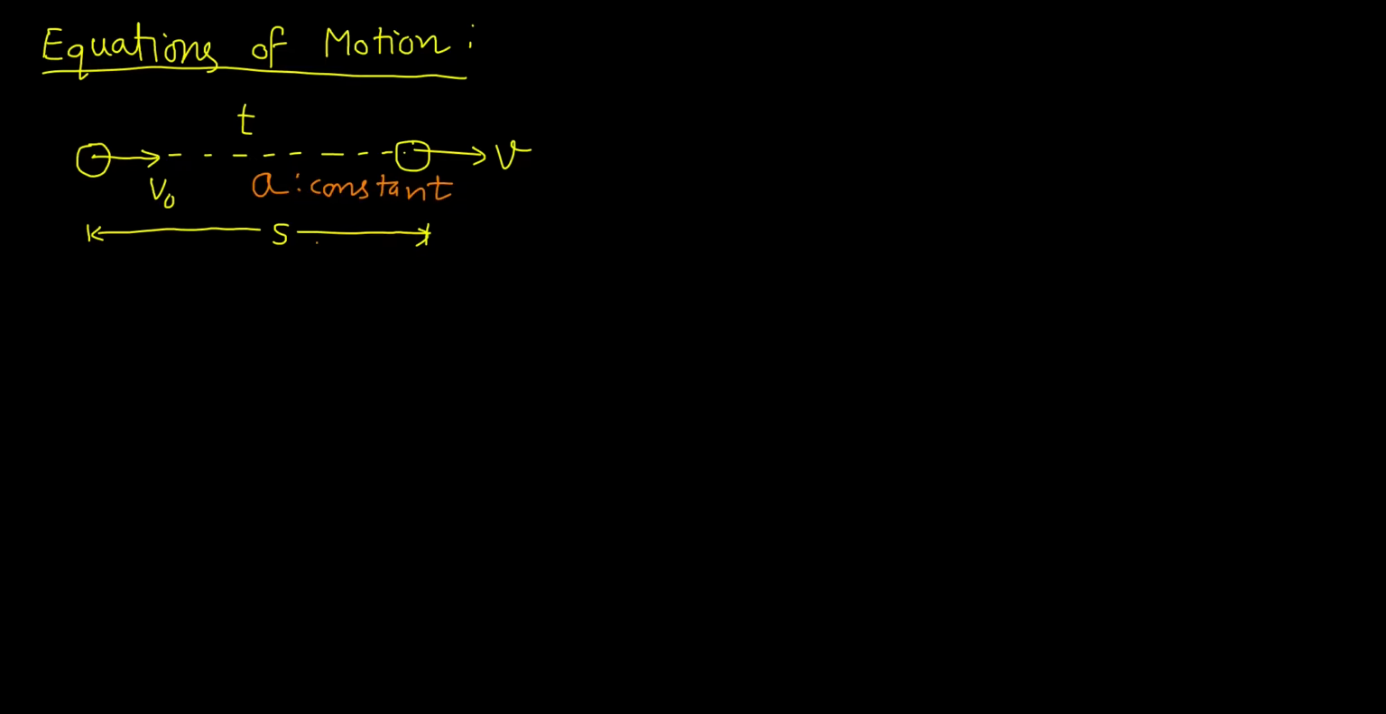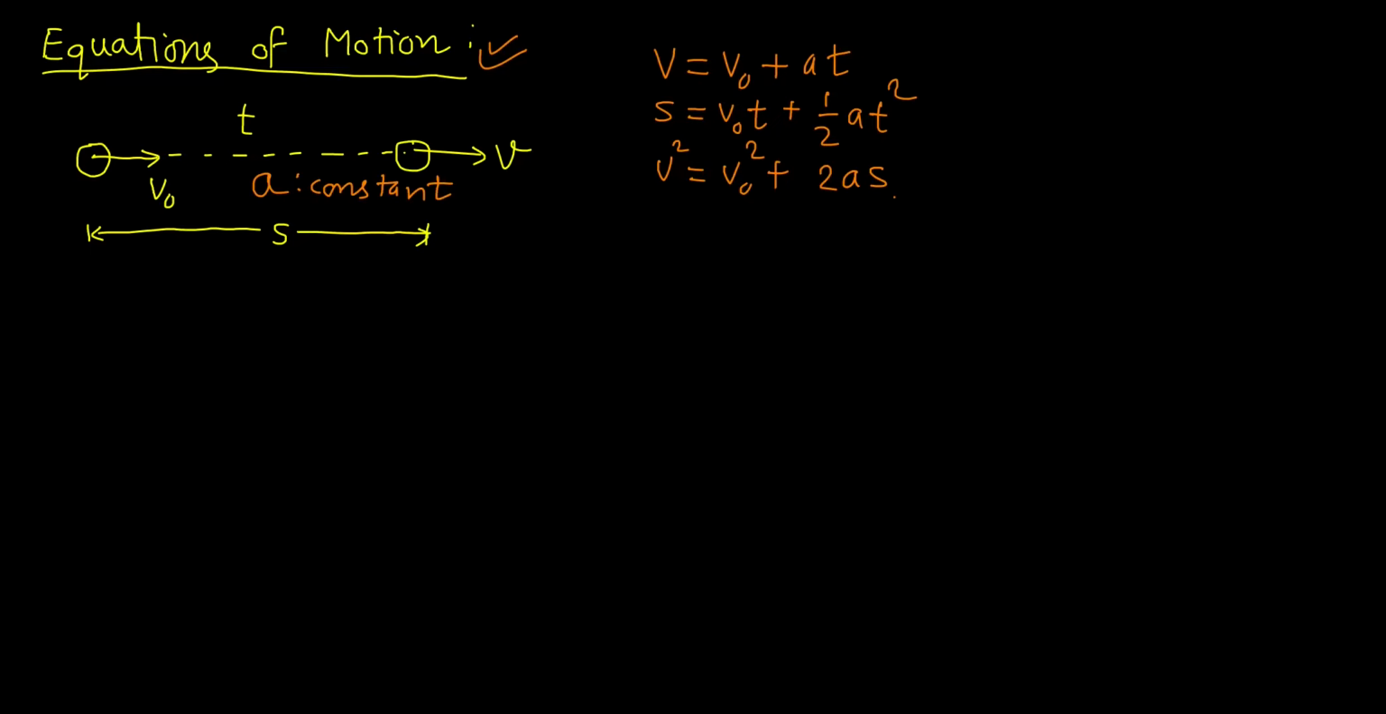So a very important thing to note here is the three equations of motion, and I will write them. The first equation says that v equals v naught plus acceleration a times t. The second equation gives s is equal to v naught t plus half a t square, and the third equation says v square is equal to v naught square plus twice acceleration times displacement.